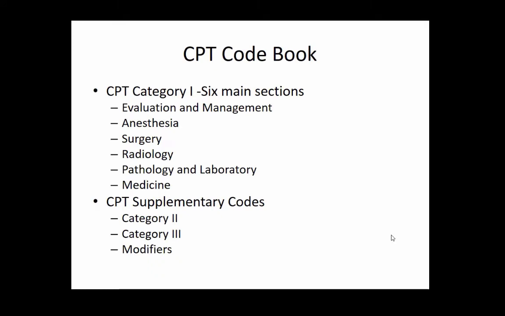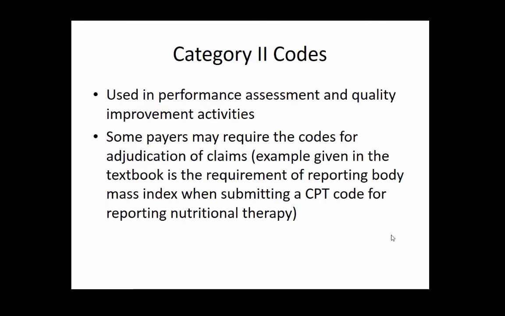The CPT codebook has 3 categories. Category 1 has 6 main sections. The majority of our CPT codes are in the surgery section, but there's also Categories 2 and 3 and the modifiers. Those are considered supplementary.